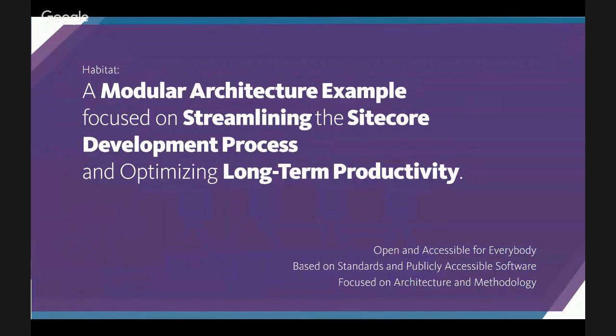So going back to the definition here, Habitat is a modular architecture example focused on streamlining the Sitecore development process and optimizing long-term productivity. First of all, the modular architecture is, for some people, a new way of thinking of Sitecore. And this is what I'll try to go into details on. What does it mean? How is it done?